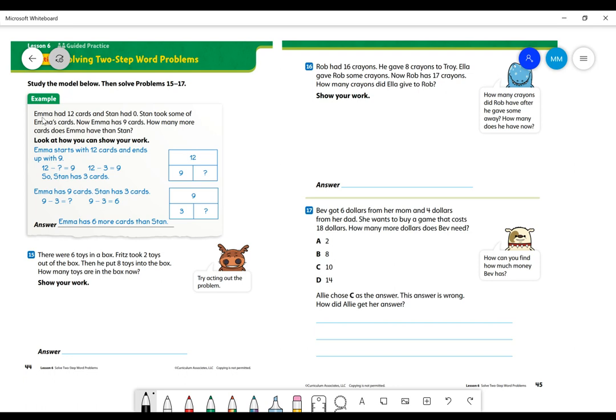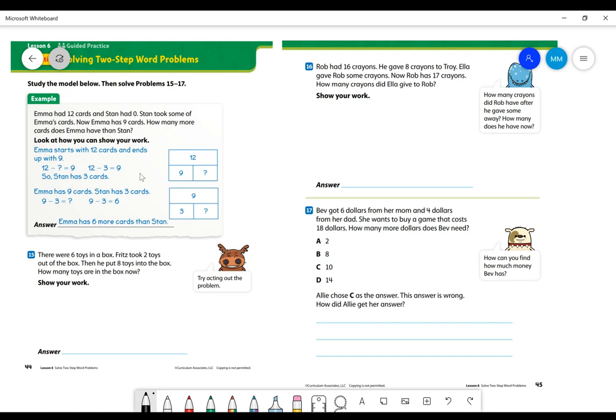So let's look at the example together. It says Emma had 12 cards and Stan had 0 cards. Stan took some of Emma's cards. Now Emma has 9 cards. How many more cards does Emma have than Stan? All right, so, that was quite the word problem.